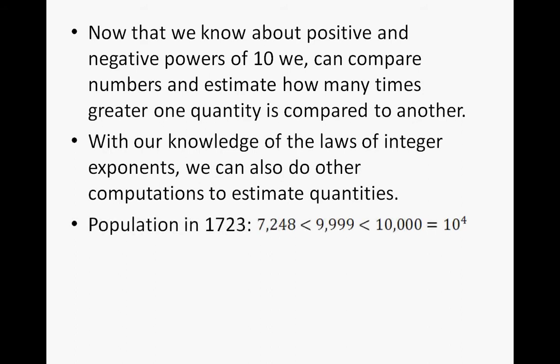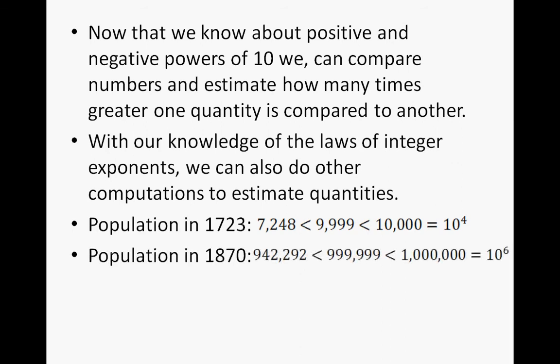So, the population in 1723 is 7,248. Again, from our previous lesson, there is a number with the same number of nines that is going to be greater than, or exceeds, our number. And then we also have a power of 10, which will exceed that also. So in this case, 10,000 is greater than 7,248. And we can simplify that to 10 to the fourth power.